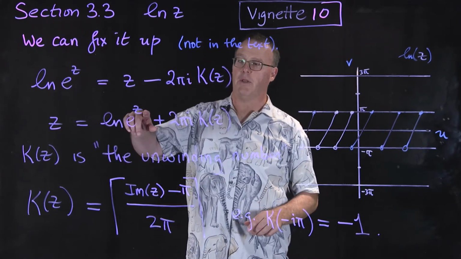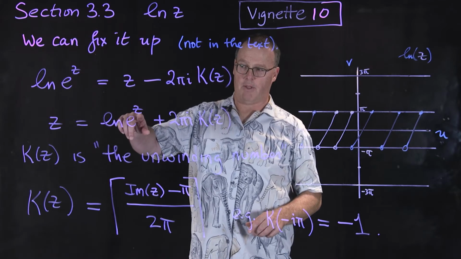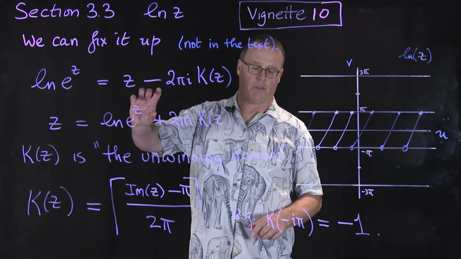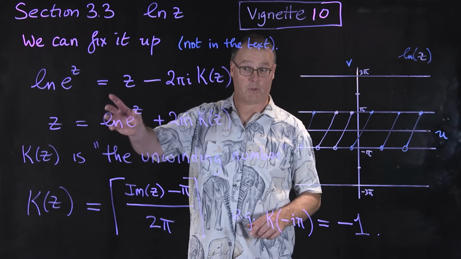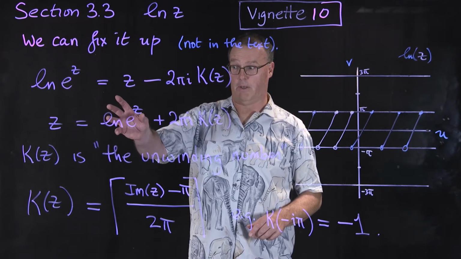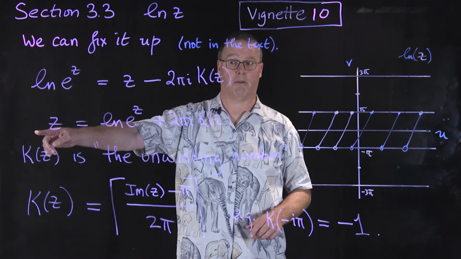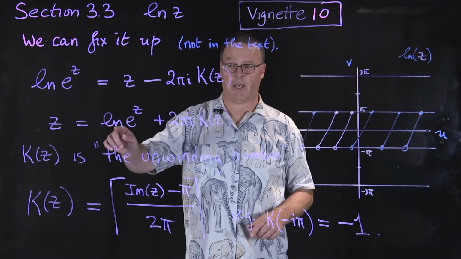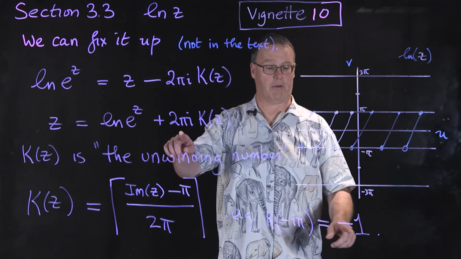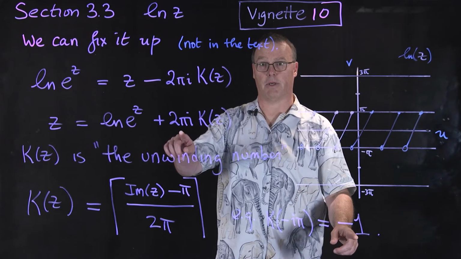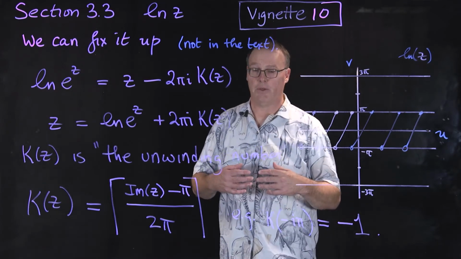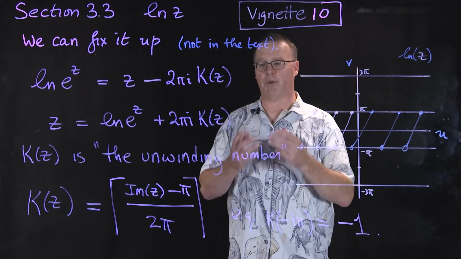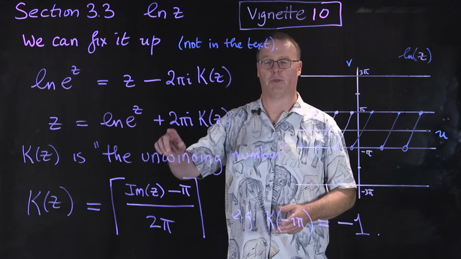So if we start with minus i pi, e to the minus i pi is minus 1. Log of minus 1 is pi i. So we get i pi there. We don't get minus i pi. Minus i pi is i pi minus 2 pi i, with the minus 1 from here. So this factor, the unwinding number, allows us to computationally and predictably fix up this relationship.